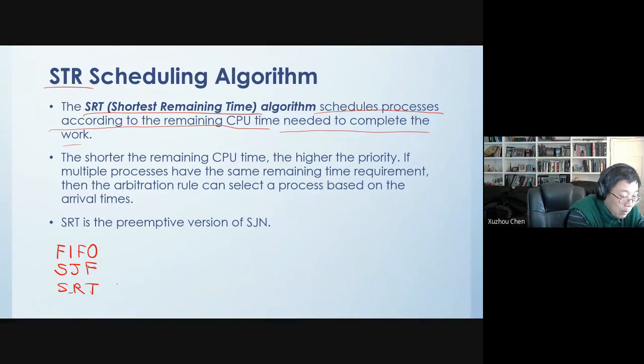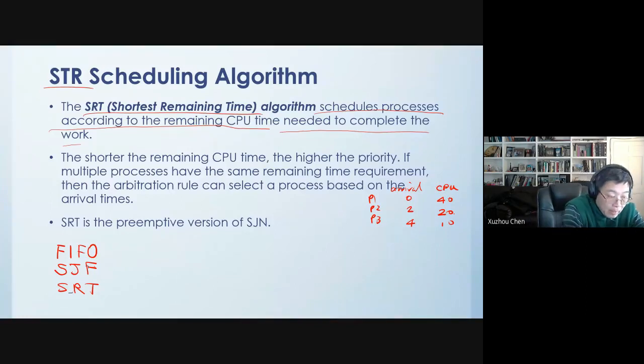In that case, now the difference is that suppose we have process 1, process 2, and process 3. The arrival time for process 1 is 0, process 2 is probably 2, and process 3 is probably 4. And the CPU burst times are 40, 20, and 10.